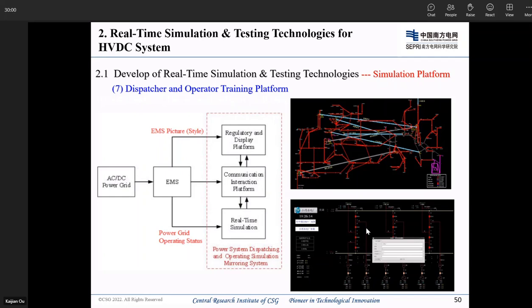The operator can do some control of the power system. After he controls, the control is also input into the RTDS, and the RTDS operation will change. And then the operator can operate the power system in the simulation system. This is used to train the dispatch center.